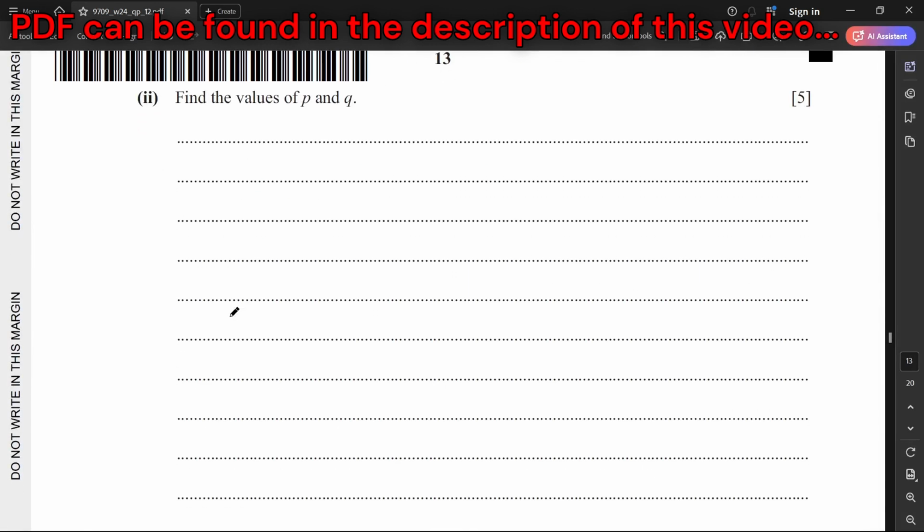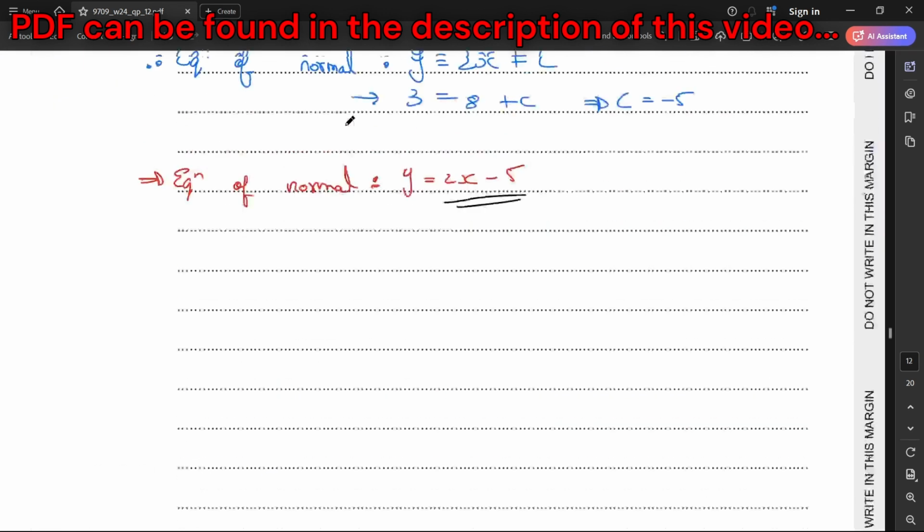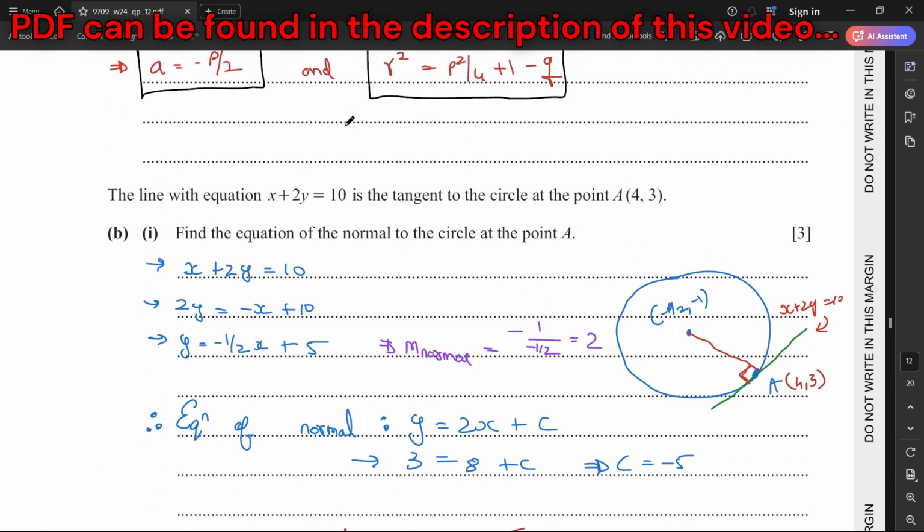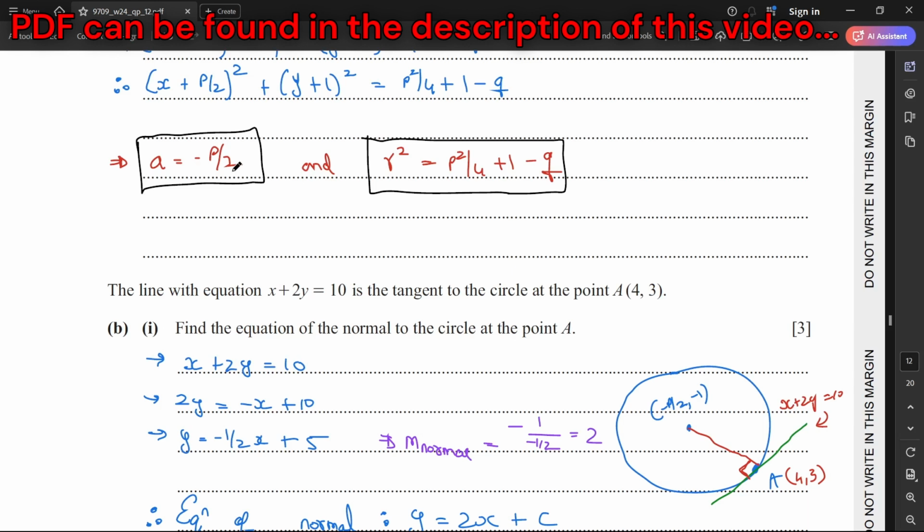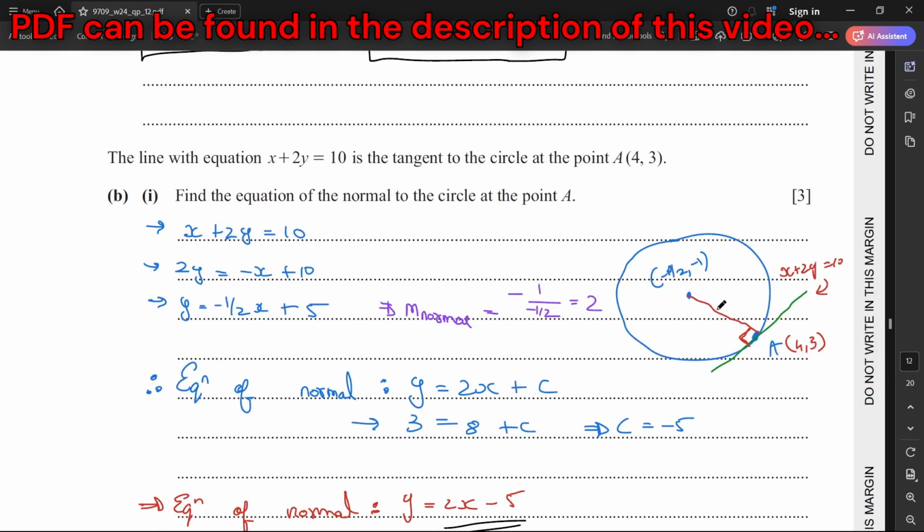Now moving down, we have the second part where we are asked to find the values of P and Q. The first thing that comes to my mind is that if I am able to find the value of P, then I can find my value of Q as well. How? I am already aware of the gradient of this line. So by utilizing the coordinates (-p/2, -1) and (4, 3), I can find the equation of the gradient in terms of p. And because this is equal to 2, I can get the value of p right over there.